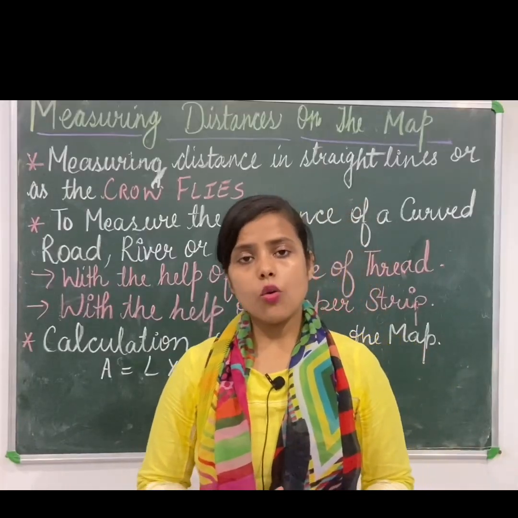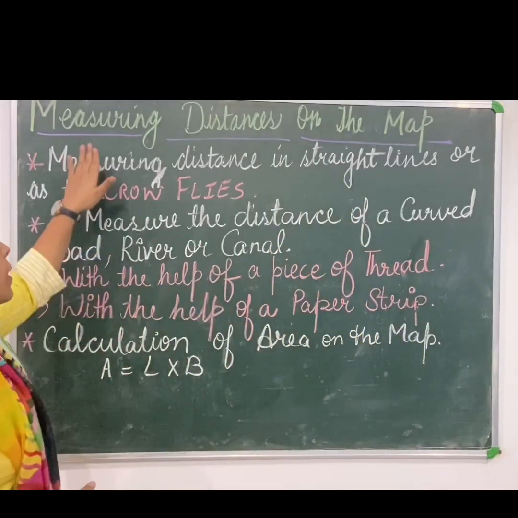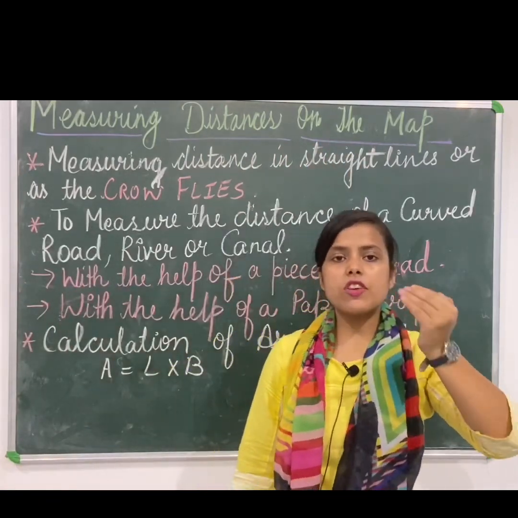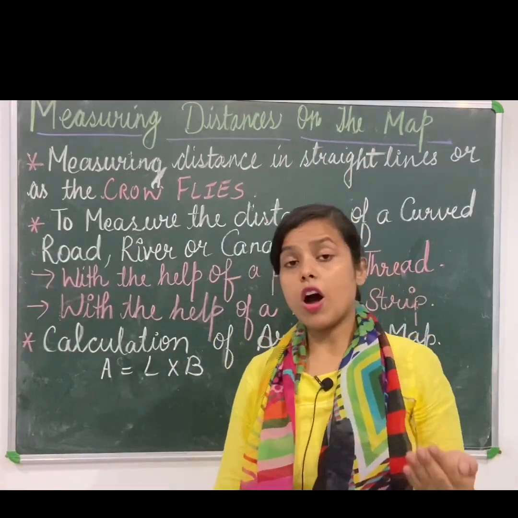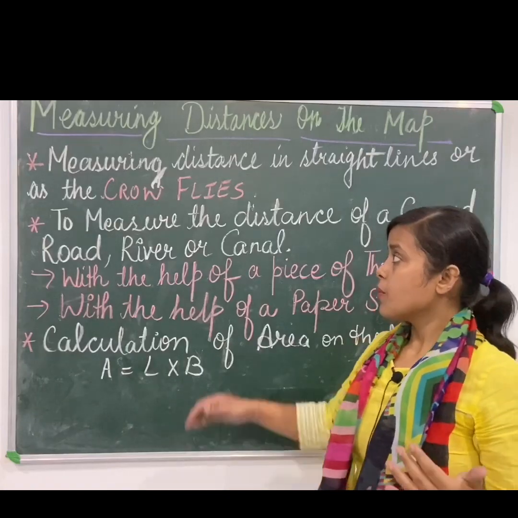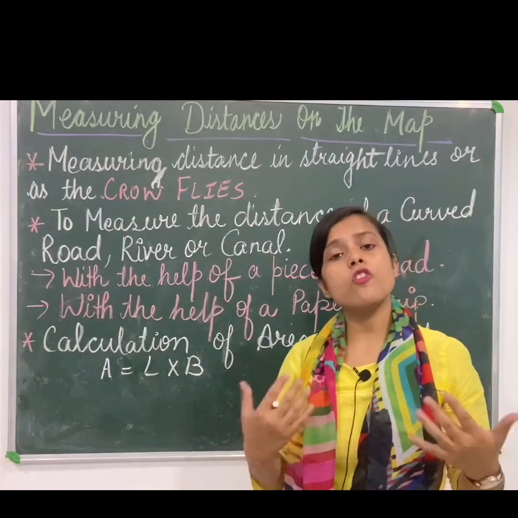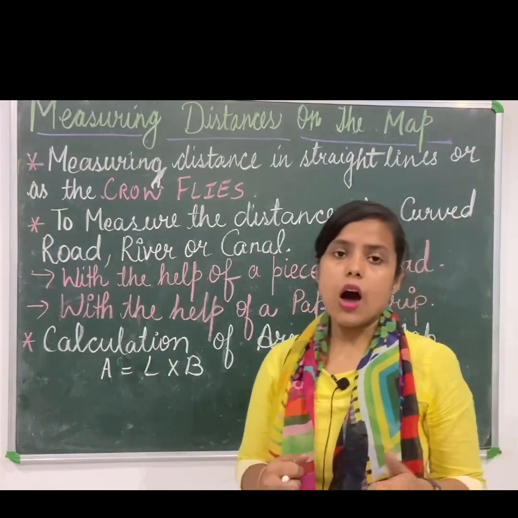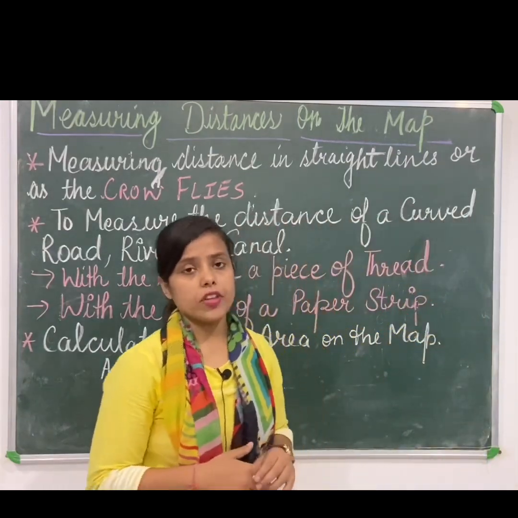Today we are going to study about measuring distances on the map. How can you measure the distance on the map? What are the rules or what steps you can follow? Which type of step you want to follow to measure a distance on the map? And how can we calculate the area on the map?